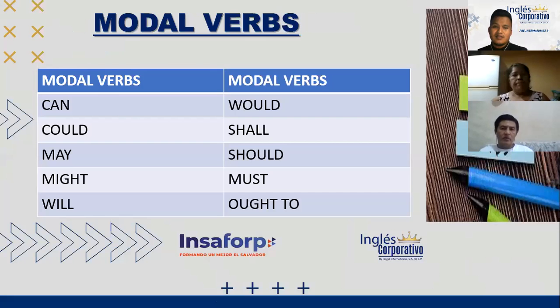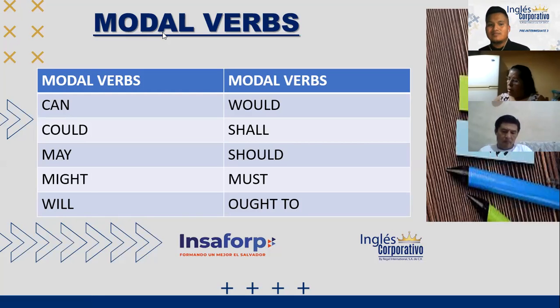Perfect. So here we have it. Those are the modal verbs we have in the English language. As you can see, we have a list over there and they are 10. That's the total. We have 10 modal verbs in the English language.